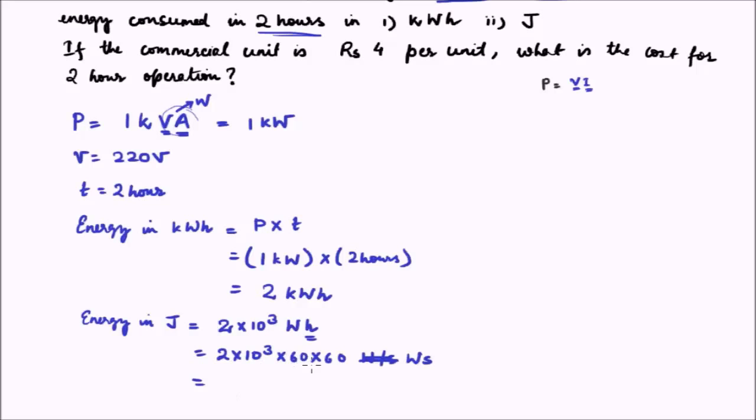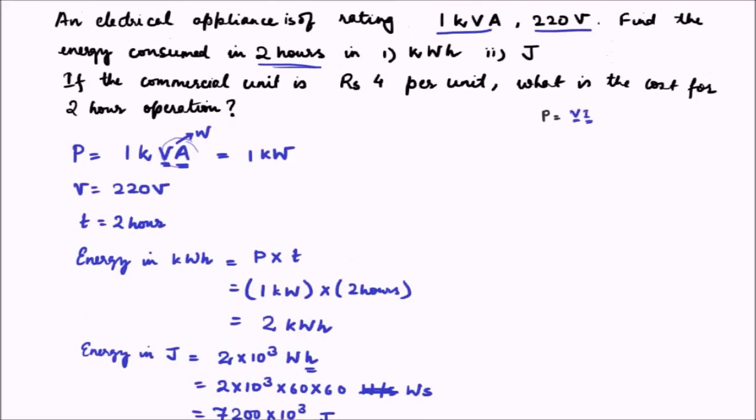Therefore combining these things, 60 times 60 is 3600, times 2 is 7200, that is 7200 into 10 to the power 3 joule. We can simplify this as 7.2 into 10 to the power 6 joule. Therefore the energy consumed by the device in 2 hours is either 2 kilowatt hour or 7.2 into 10 to the power 6 joule.